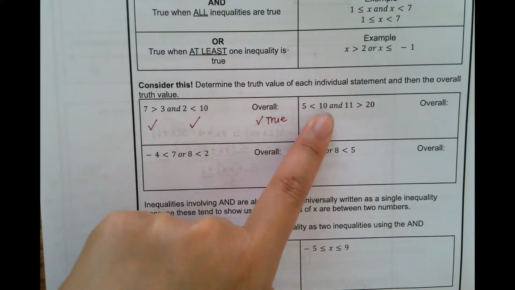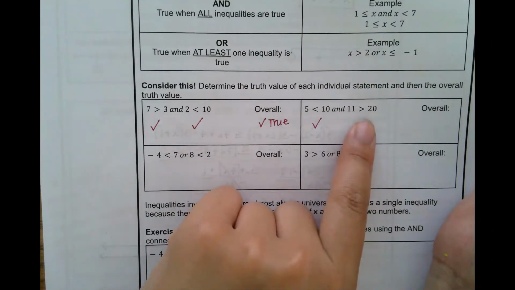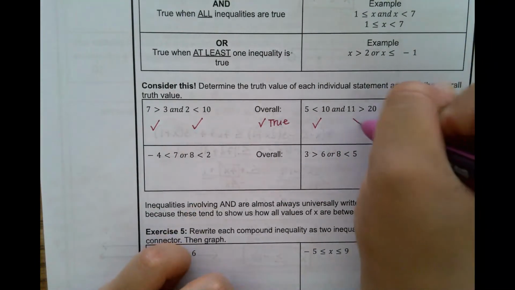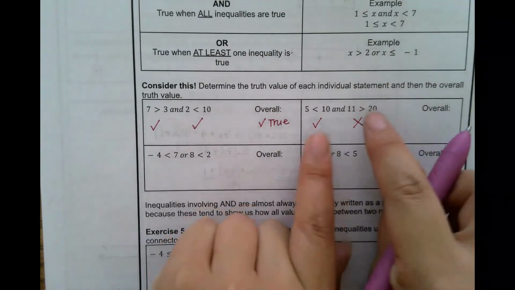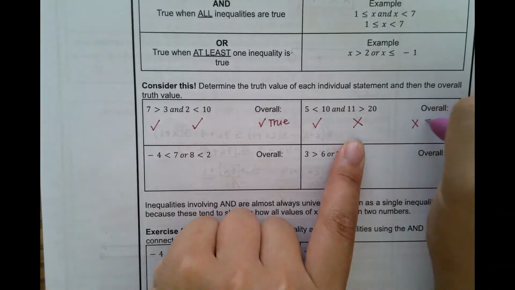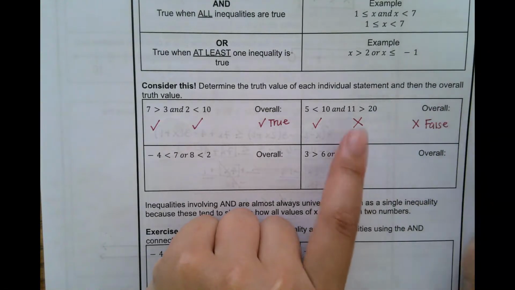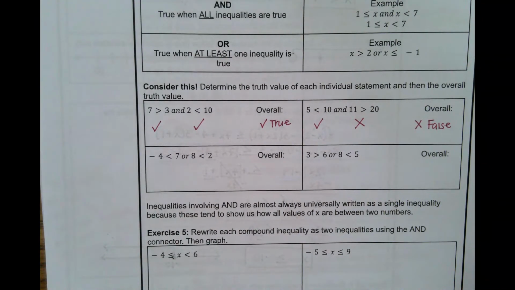Okay? Let's look at this one. 5 is less than 10. That is true. 11 is greater than 20. That is false. In order to be true for an and inequality, both of these have to be check marks. So as a result, this is false because our second statement for our and inequality didn't end up being true.